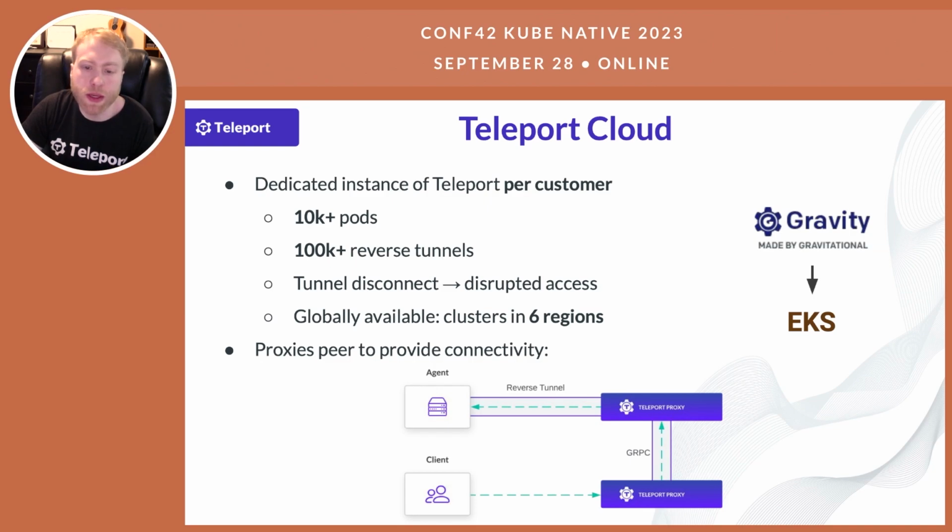Another important detail here is that those proxies are run in each of those separate Kubernetes clusters in each region, with peered connections. A client might connect to a proxy in one region, and a peered gRPC connection happens from that proxy to the proxy where the resource they're trying to access is connected, and then the connection goes through the reverse tunnel to that resource.